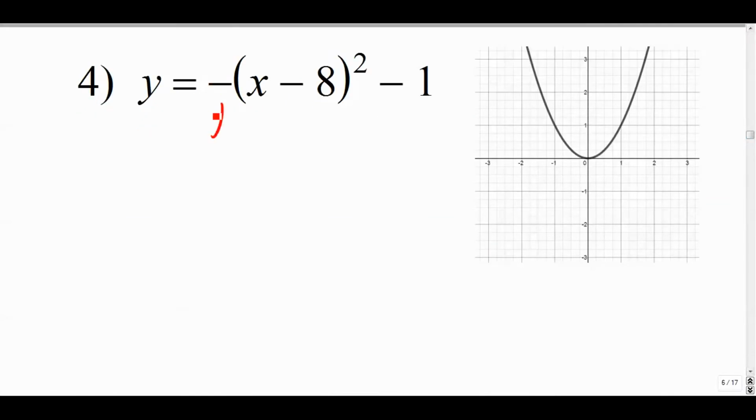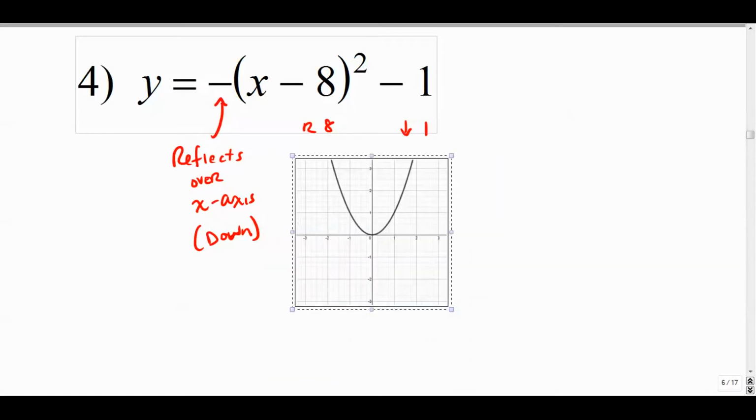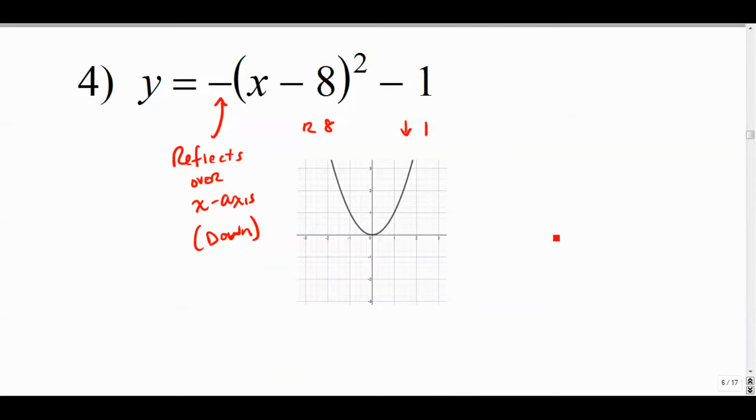Another quadratic. This negative out in front reflects it down over the x-axis. So it's flipped down, basically. Moving right 8 units and down 1. So if I bring this over here, that's our parent. If we go right 8 units, it's over here somewhere, and then down 1, it's like right here, and we're reflected down. So it's something like that, where your vertex is (8, -1).